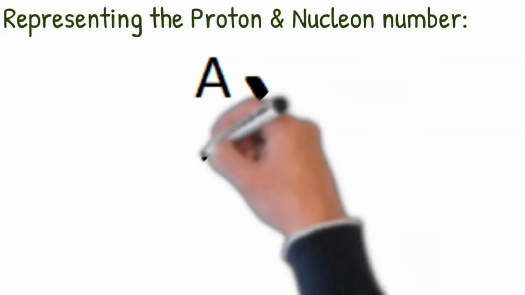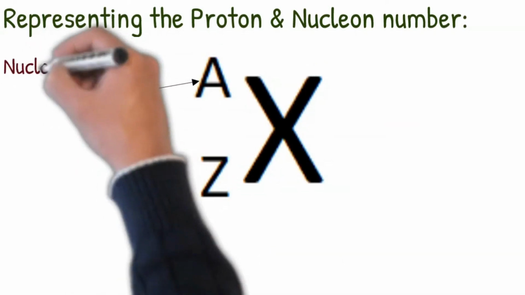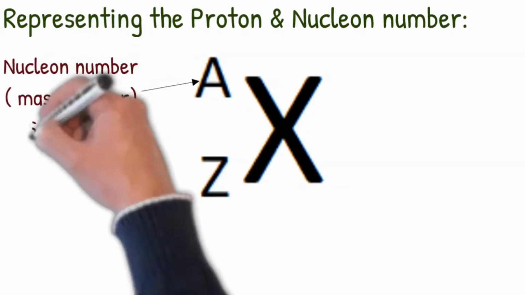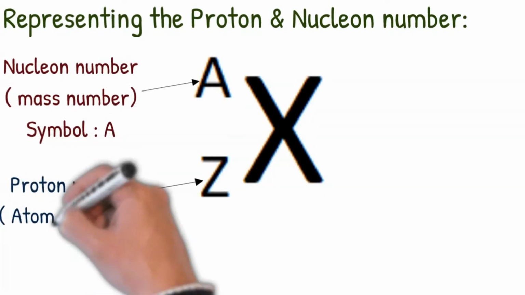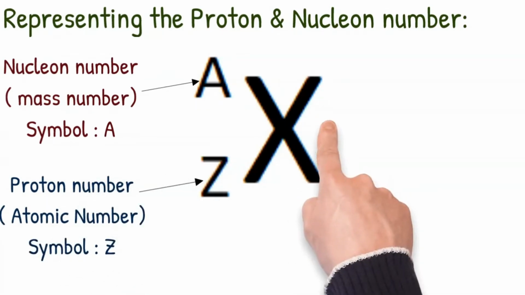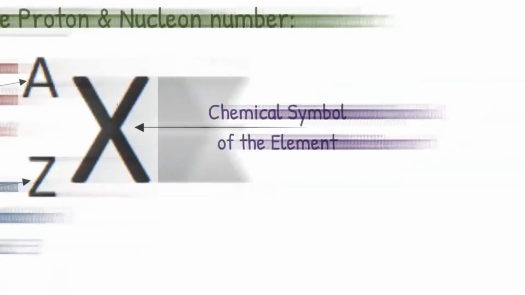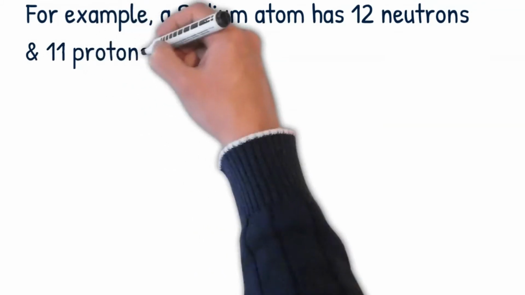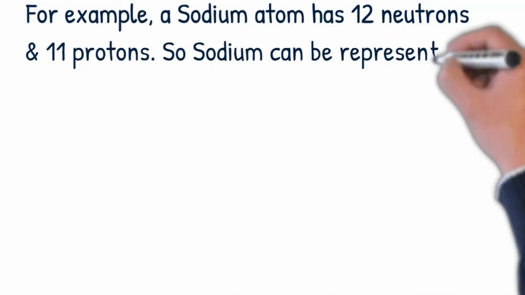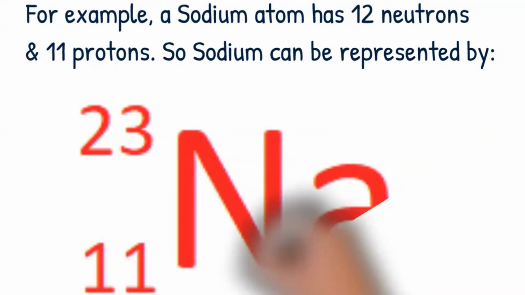Representing the proton and nucleon number. Nucleon number or mass number, symbol A. Proton number or atomic number, symbol Z. Chemical symbol of the element. For example, a sodium atom has 12 neutrons and 11 protons, so sodium can be represented by Na, with a nucleon number of 23 and a proton number of 11.